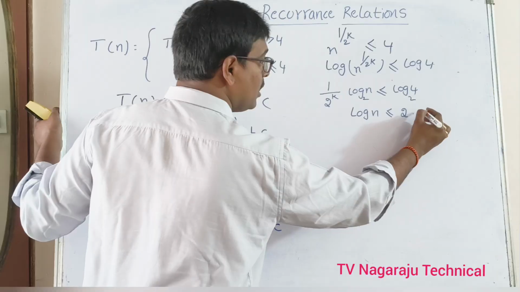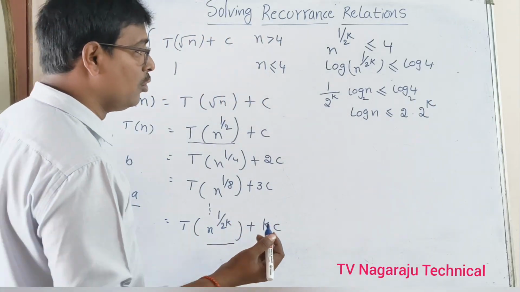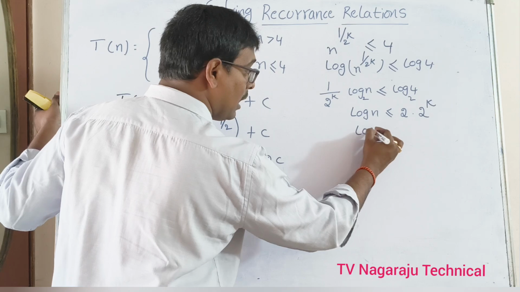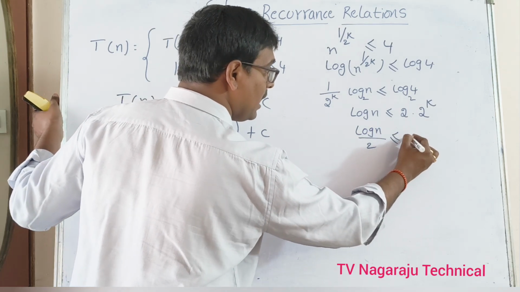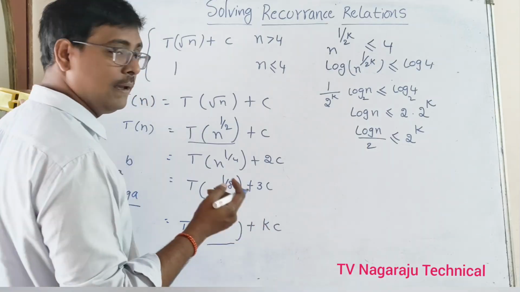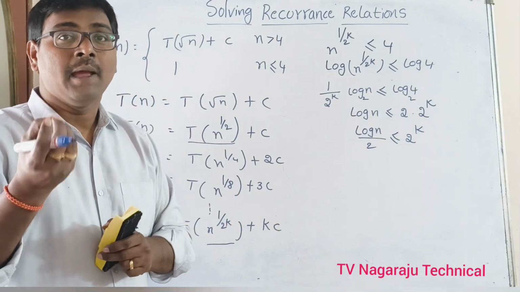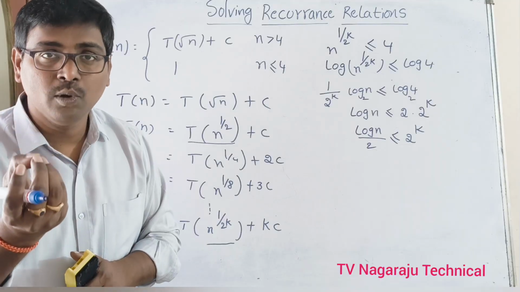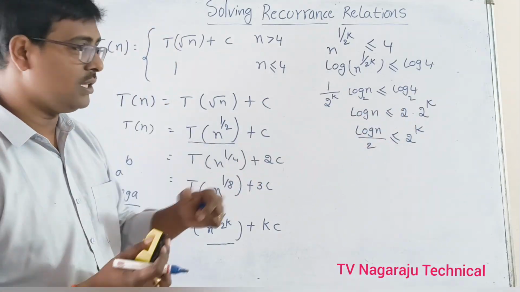2 into this moves to here, 2 into 2 power k. Now, log n by 2 is less than or equal to 2 power k. My final aim is to get the k value. That is the reason I moved this 2 to this side.